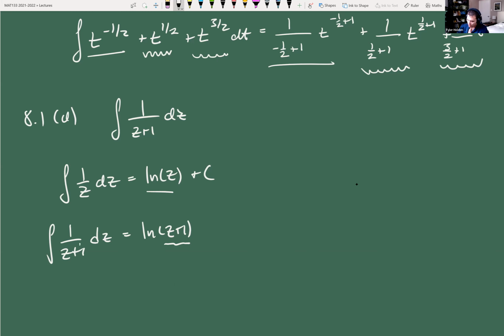And if it was Z plus 4, that doesn't change anything. You put Z plus 4 everywhere, right? So these affine transformations, or Z plus some constant, really don't affect the antiderivative. And that's just a lesson to take from that. Okay, you're good?